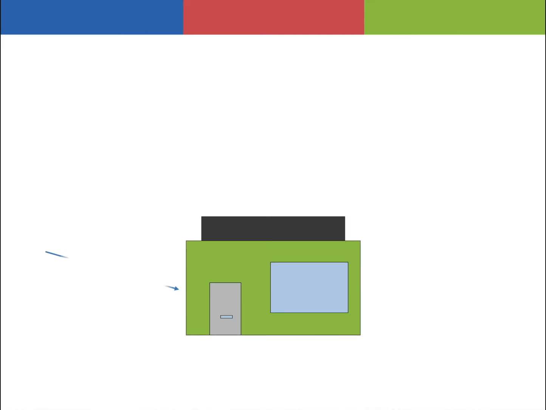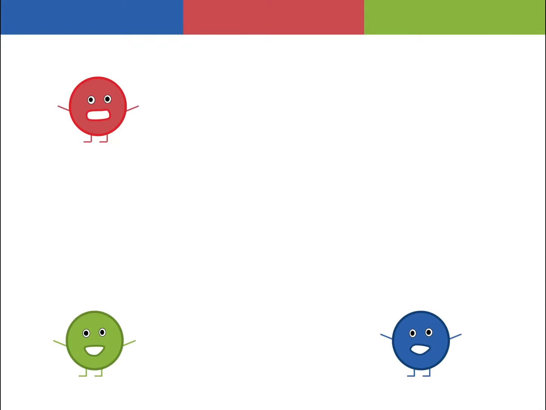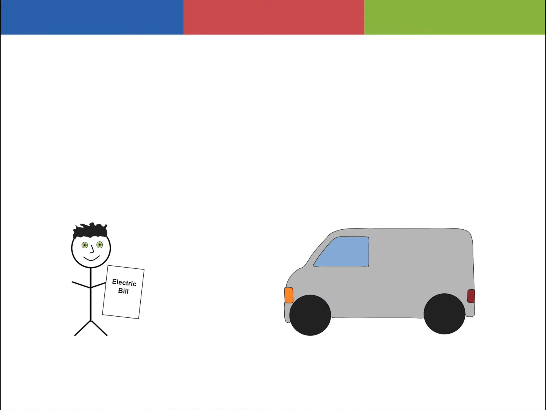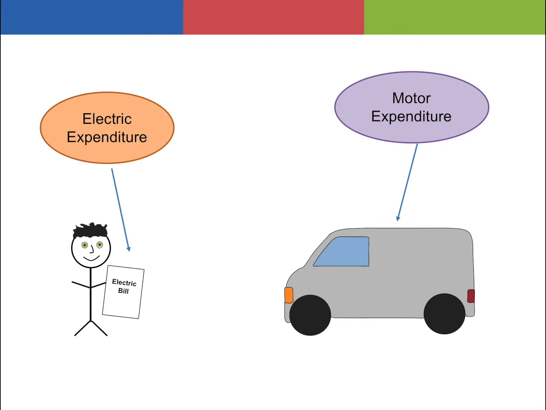All businesses have cash coming in, which can be known as income, and cash going out, which can be referred to as expenditure. Expenditure can be defined as a payment or agreement to make a payment, which in return a benefit, asset or service will be received. Expenditure of a business can be a range of anything from paying an electricity bill to the purchase of a new motor vehicle. As there is such a variety of expenditure, it may be useful for a business to categorize them into specific groups, as these will perhaps be treated very differently in the accounts.